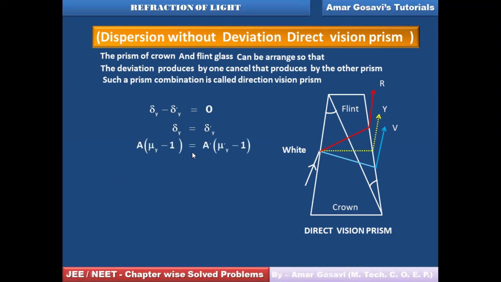Let's put it in the form of an equation. Delta y can be substituted as A (mu y minus 1), and delta y dash can be substituted as A dash (mu y dash minus 1). When you rearrange it, you get the ratio of A to A dash as (mu y dash minus 1) upon (mu y minus 1). By managing this ratio, A by A dash, the manufacturer will ensure that the dispersion is allowed, but the deviation is restricted. We call this combination a direct vision prism.